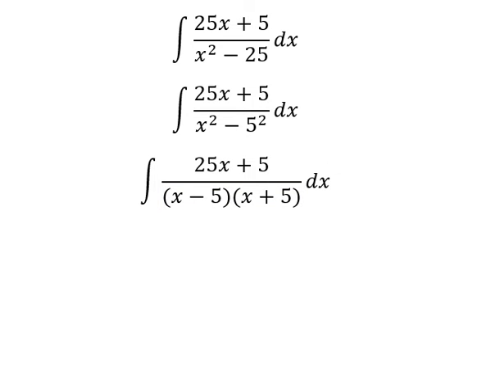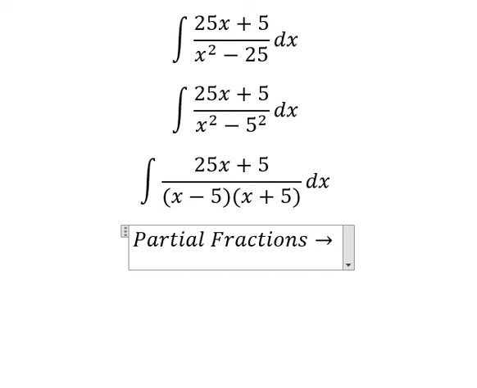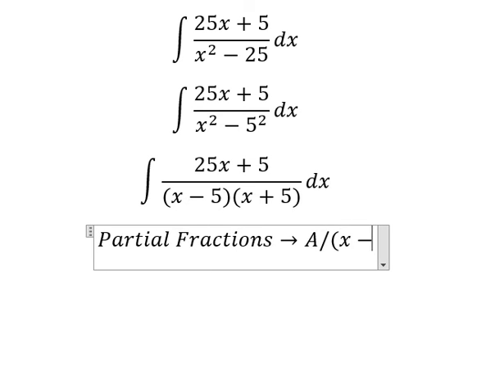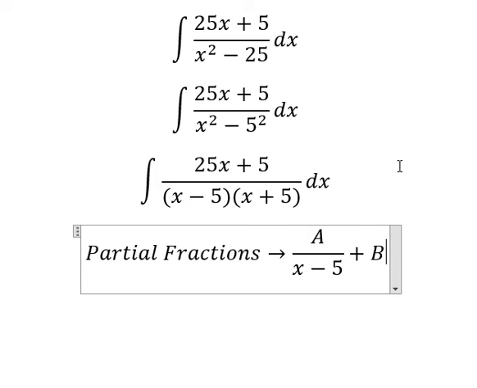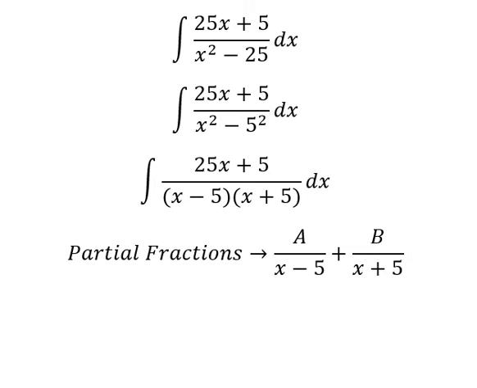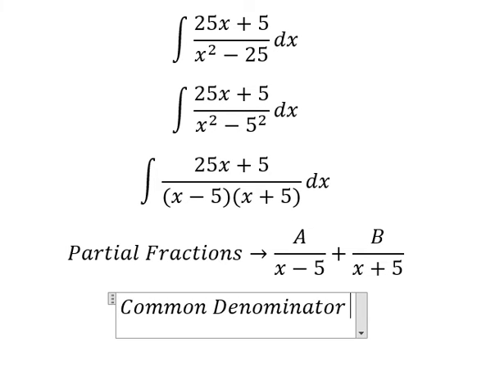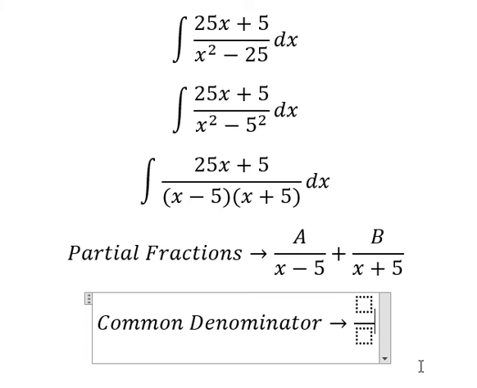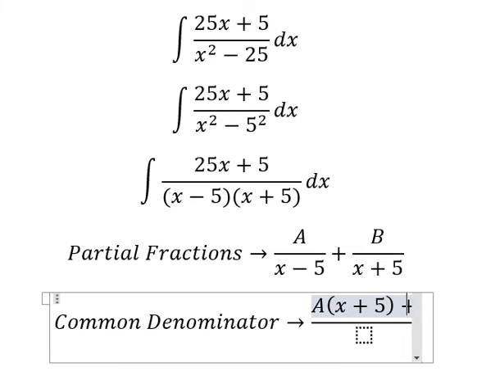Next, we can use partial fractions. So I will put capital A over x minus 5 and capital B over x plus 5. Later, we do common denominator. So about capital A, we need to multiply by x plus 5. About capital B, we'll multiply by x minus 5.